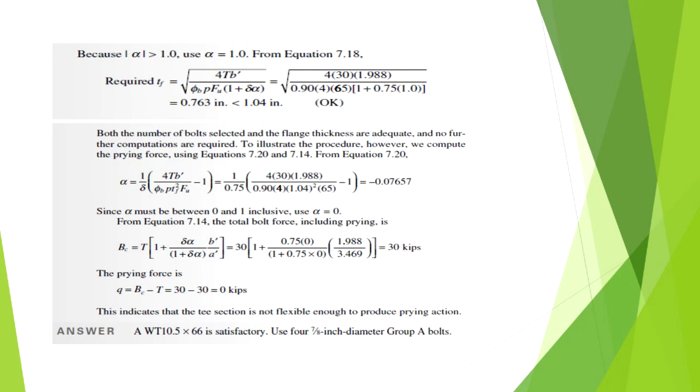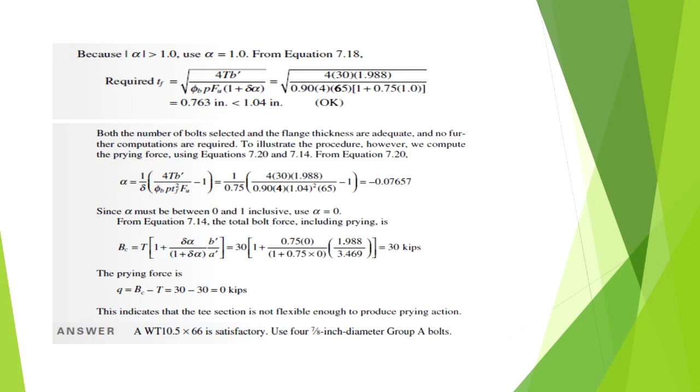Both the number of bolts selected and the flange thickness are adequate, and no further computations are required. To illustrate the procedure, however, we compute the prying force using equations 7.20 and 7.14. From equation 7.20, alpha is equal to 1 over 0.75 times 4 times 30 times 1.988 divided by 0.90 times 4 times 1.04 squared times 65, minus 1, or negative 0.07657. Since alpha must be between 0 and 1, inclusive, use alpha equal to 0.